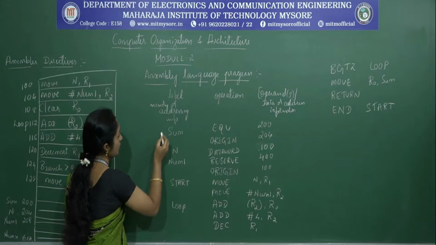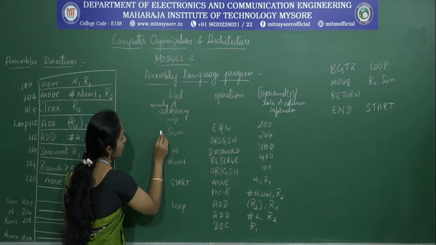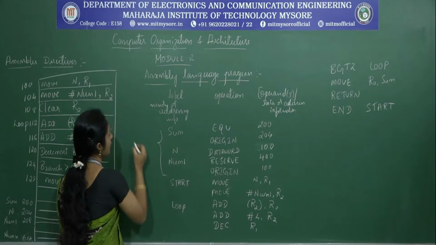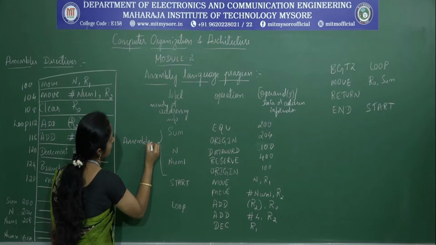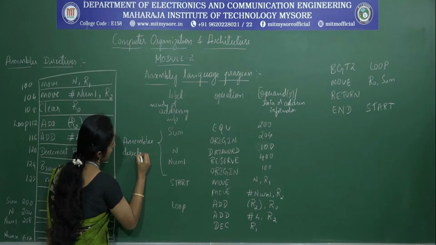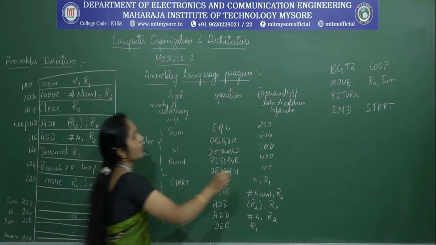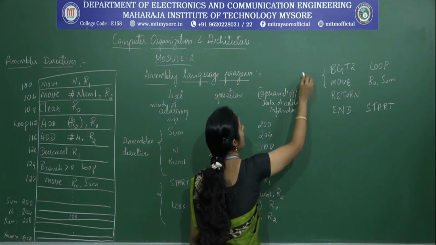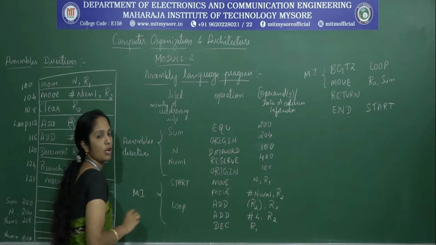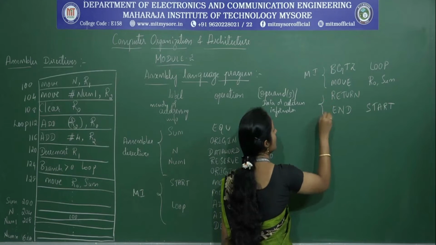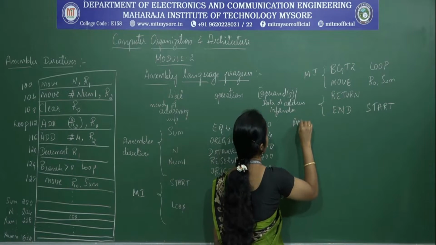So here I have written SUM, EQU, ORIGIN, DATAWORD, RESERVE. All these are assembler directives. And these are machine instructions. So branch and these are machine instructions that are to be loaded into the object program. And once again, these are assembler directives.